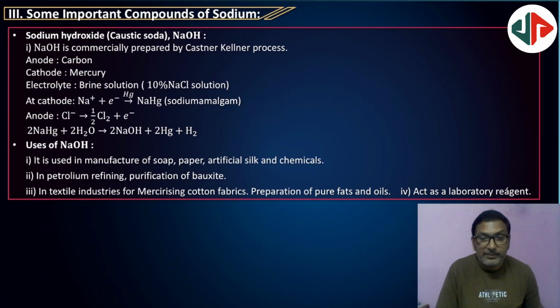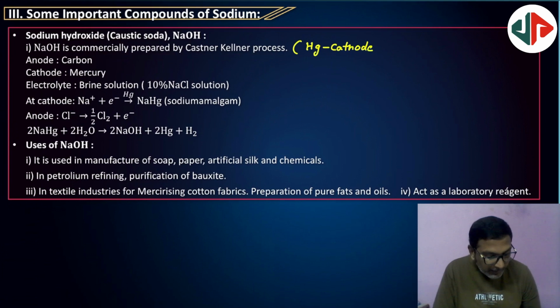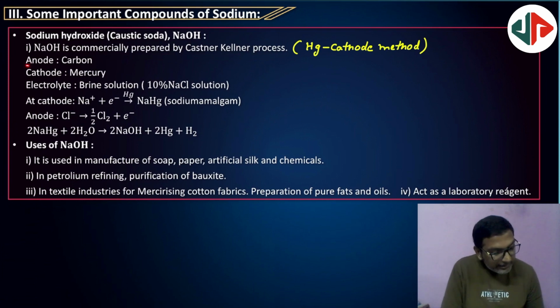Next, important compounds of sodium. First, sodium hydroxide. It is also known as caustic soda. It is prepared by the Castner-Kellner process, or mercury cathode method. Very, very important. Anode is carbon, cathode is mercury.